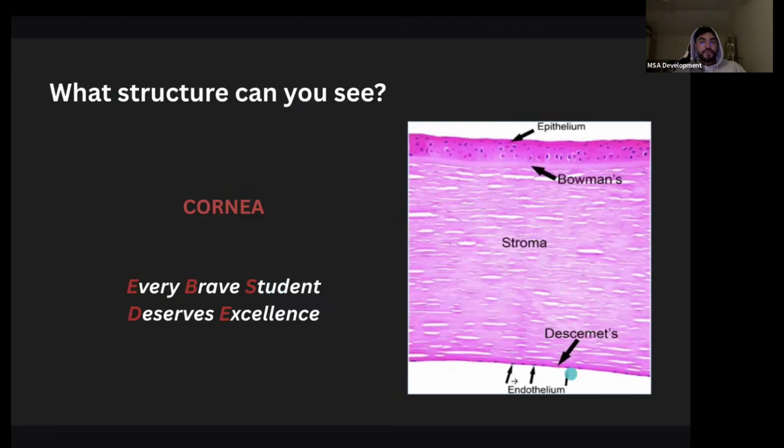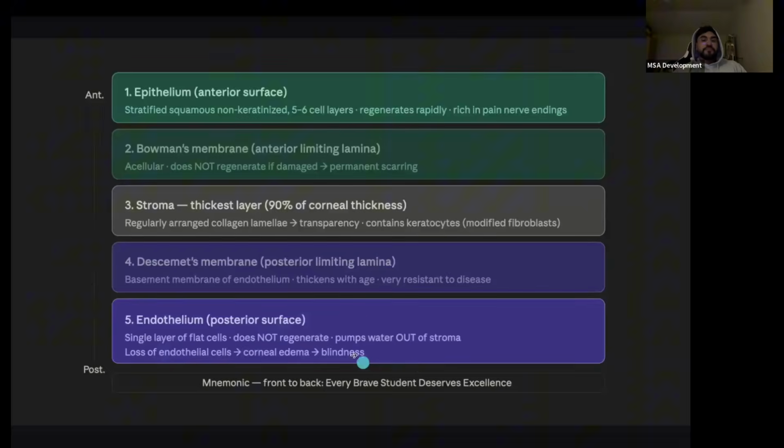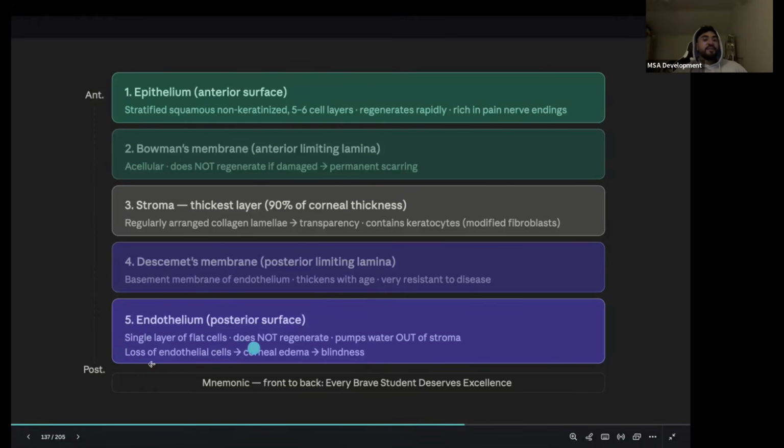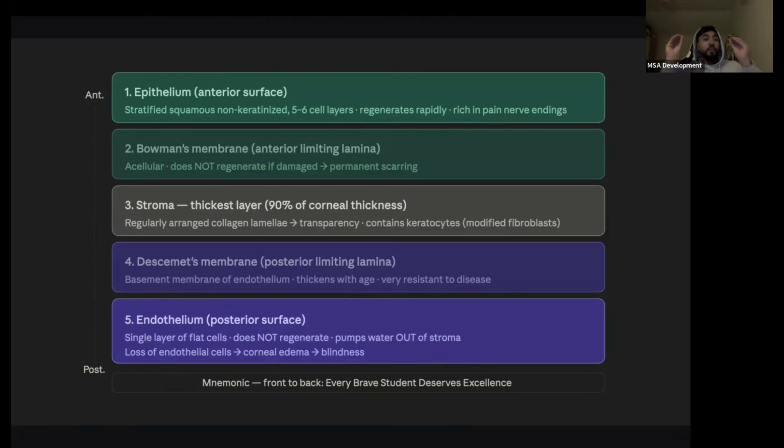So it's the basement membrane of the endothelium right here. Basically it thickens with age, and it's very resistant to disease. And the endothelium is just a single layer of flat cells. They do not regenerate, but they help pump water out of the stroma.